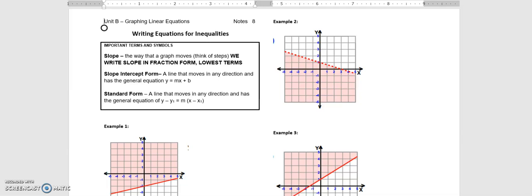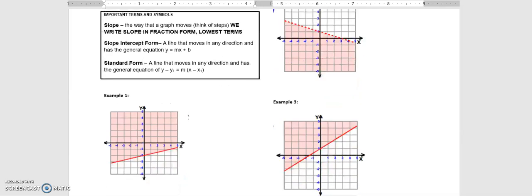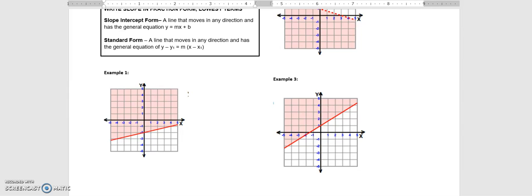So when you're writing equations, remember that we use y equals mx plus b. So for number 1, that's what I'm going to write in. Y equals mx plus b. M is going to be your slope, or how you move, and b is going to be your y-intercept.